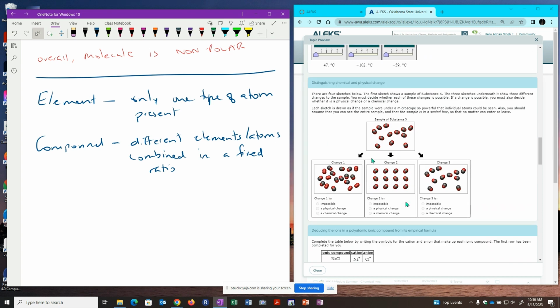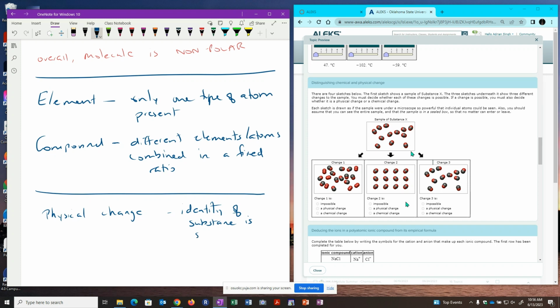If we jump down here now to changes that can occur, physical versus chemical changes. So in a physical change, okay, the identity of the substance stays the same. What may change is how the particles are arranged.